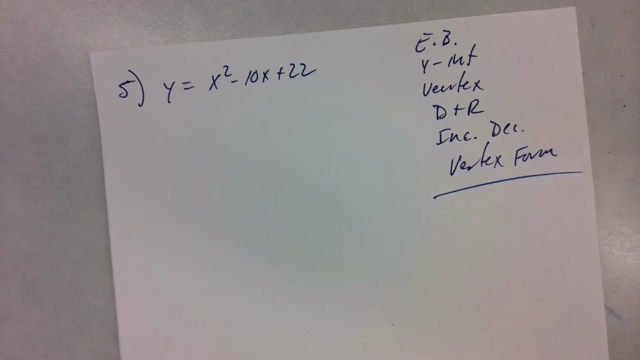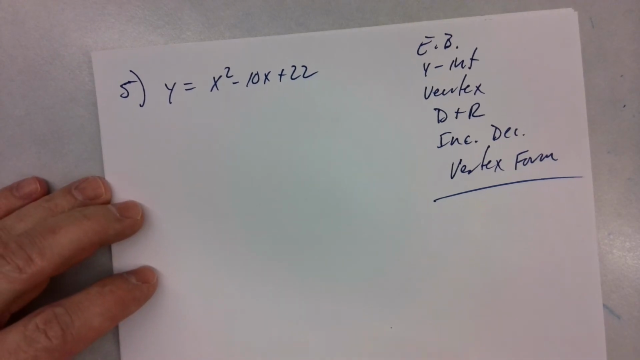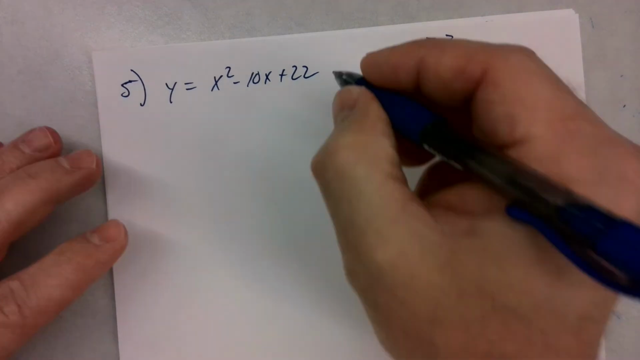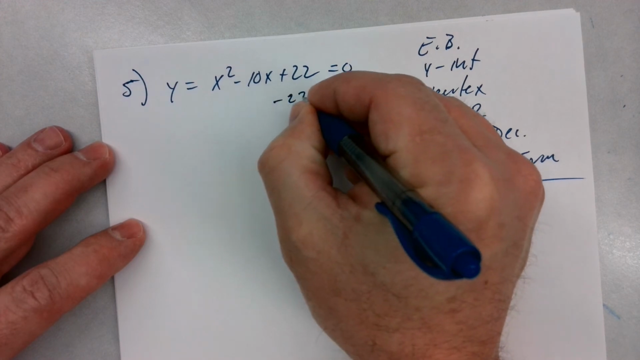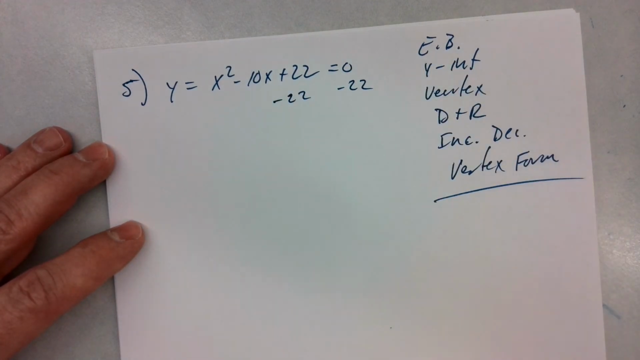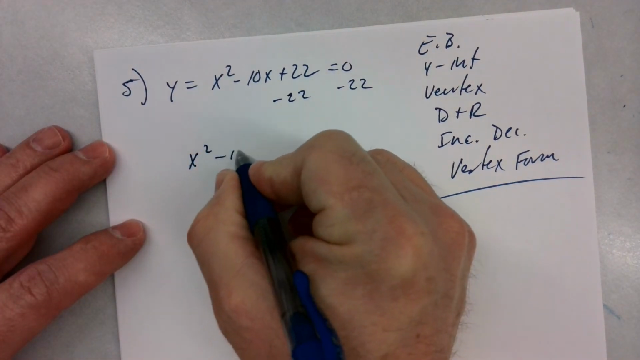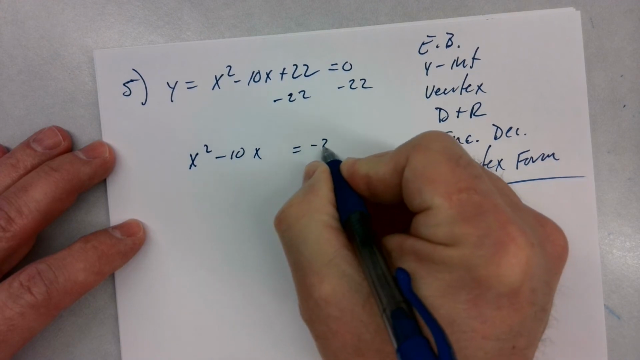Alrighty, so what do I do? Is this the y is equal to negative b plus or minus? Let me consult my notes. No, we move the c. I moved the c. So I'm going to go equal 0, and I'm going to go minus 22. Didn't I just teach you how to do this? I'm going to be looking at my notes. So I've got x squared minus 10x equals negative 22, right?